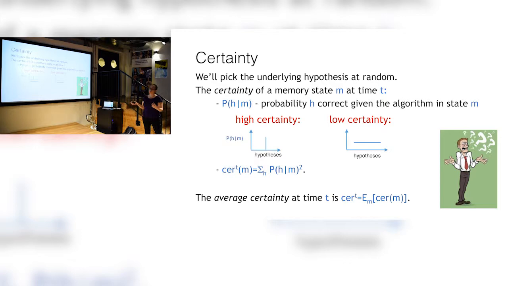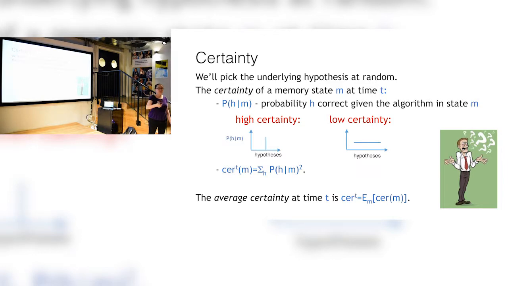And what is this distribution going to look like in the low certainty case? If a memory state is completely clueless about what the correct hypothesis is, what is this distribution going to look like? Exactly, this is a uniform distribution. Great, we have defined how certain a memory is.